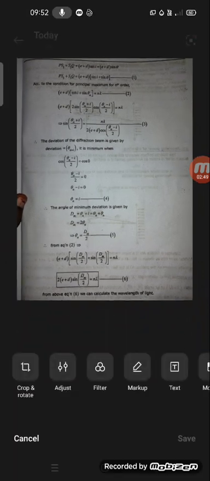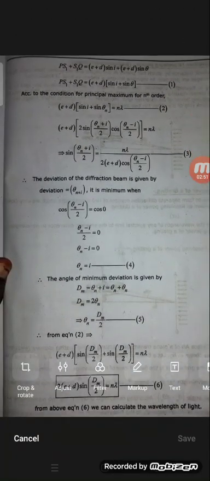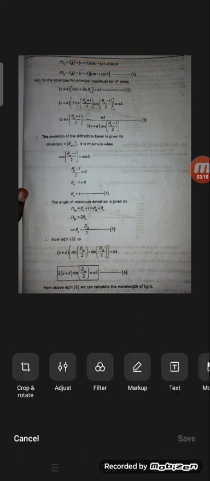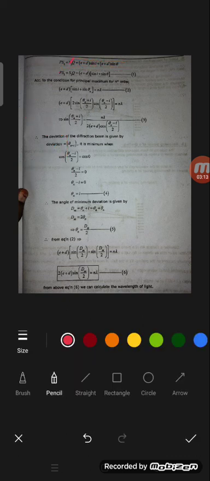Now let us take the value of PS1 plus S1Q. We know that PS1 is (e plus d) sine i. Why sine i? Because it is on the side of the incidence angle. Then S1Q is (e plus d) sine theta. Since e plus d is common, the path difference is (e plus d) into (sine i plus sine theta).